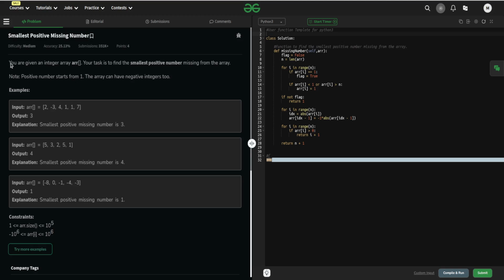The problem statement says you are given an integer array ARR. Your task is to find the smallest positive number missing from the array. Note, positive number starts from 1. The array can have negative integers too.